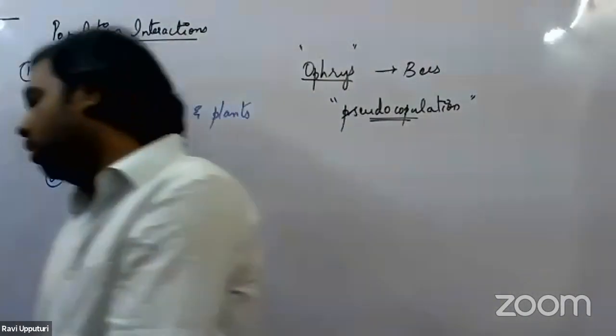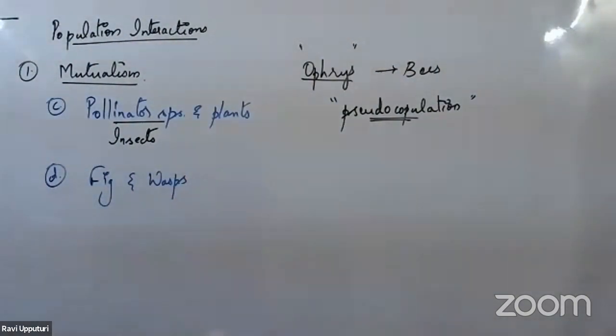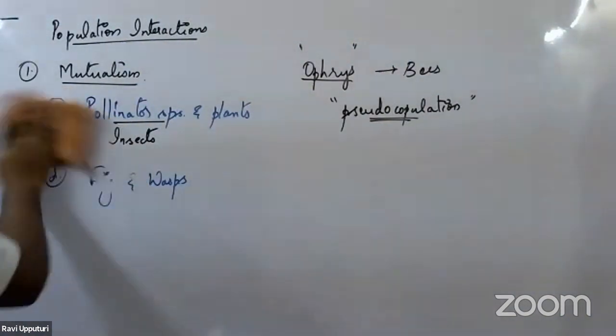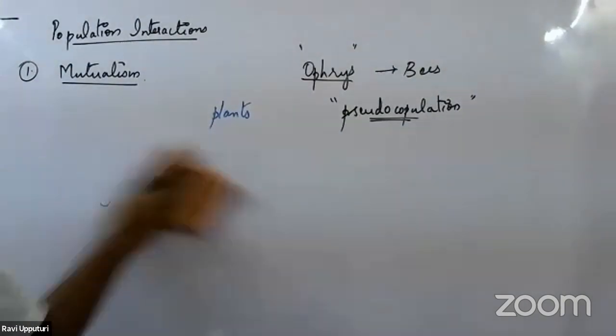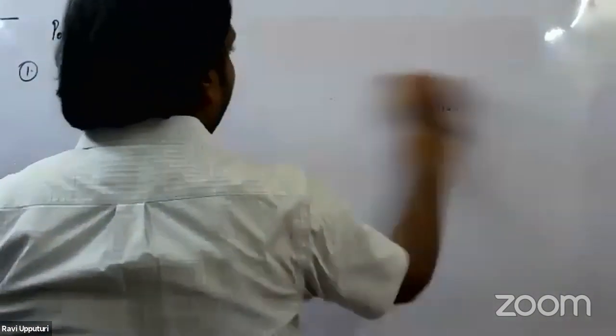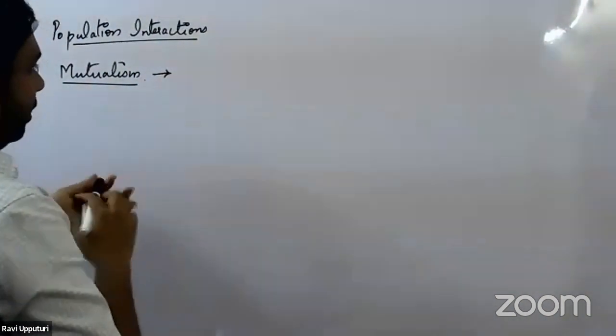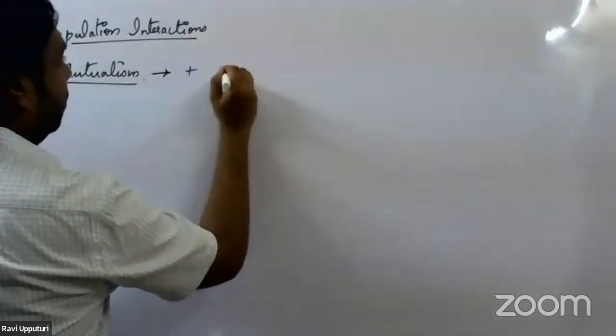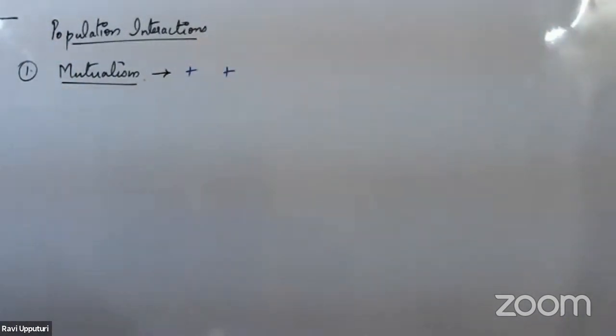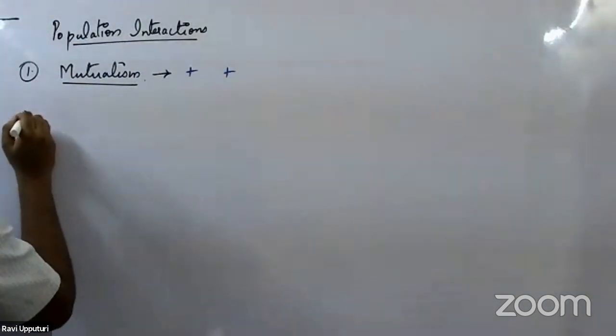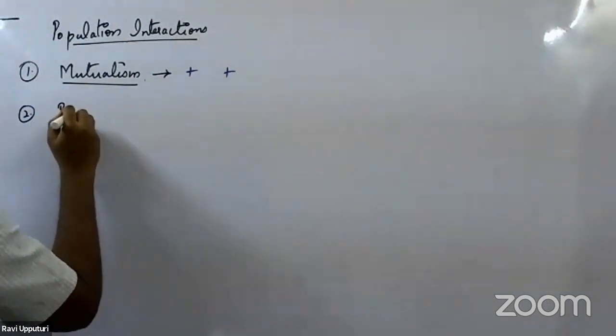So let's now move on to the next type of interaction, the second type, which is called parasitism. So what's happening in parasitism? In the case of mutualism, what did we say? Both the species are being benefited, so we indicated it by a plus sign and a plus sign. Species A and species B, both are being benefited. Let us take up the second interaction now, which is called parasitism.